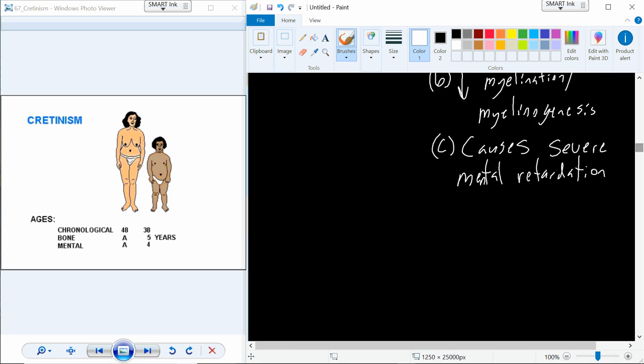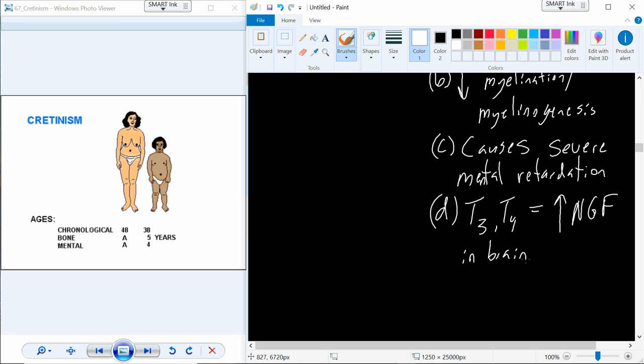And so what T3, T4 does in the tissue of the brain and the nervous system, one of the target tissues of T3 and T4 during development, is to increase the expression of a factor known as nerve growth factor, which is going to cause myelinogenesis and axon development. So T3, T4 stimulates nerve growth factor in places like the brain, but also in other nervous tissues as well. So T3, T4 is one of those hormones that is going to help out the nervous system.